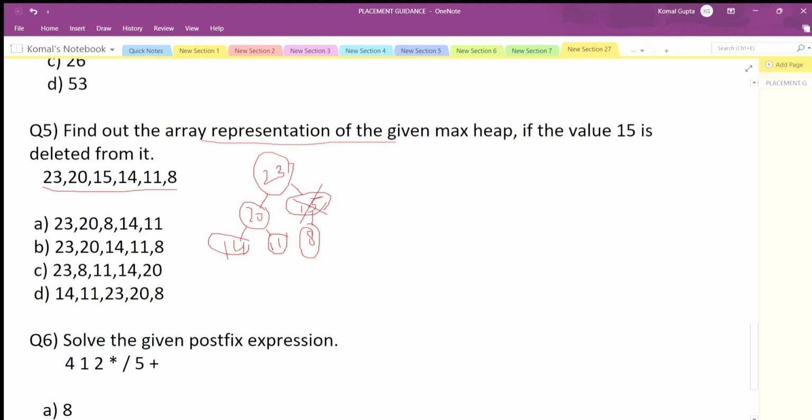So if this 15 is deleted, the last value, that is 8, will be replaced with this. So this is a very simple question that they have given. So this 15 will be replaced by 8, and we will remove this 8 from here because it has been moved upper. So now you just have to write the array representation just like this: first 23, then 20, and 14 and 11. So here where we are finding this option: 23, then 20, yes, 14 and 11. So we find this in option A. So the answer for this is A.